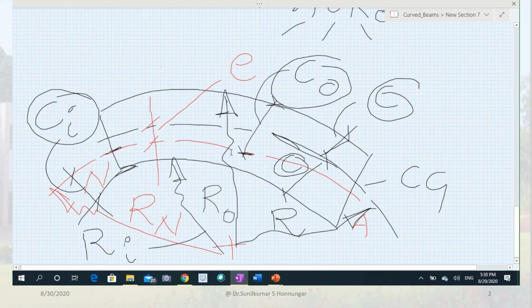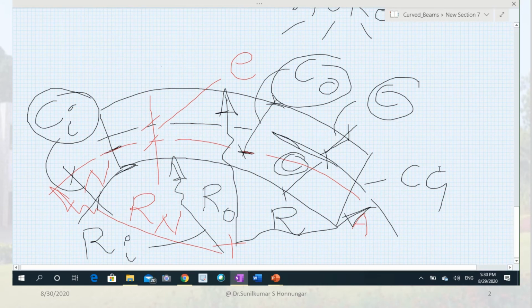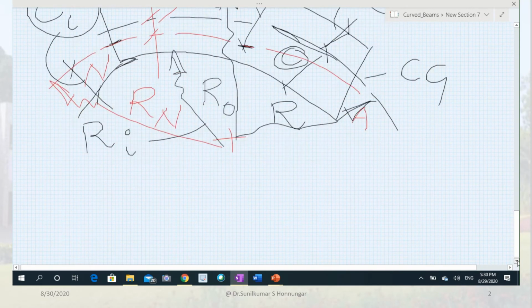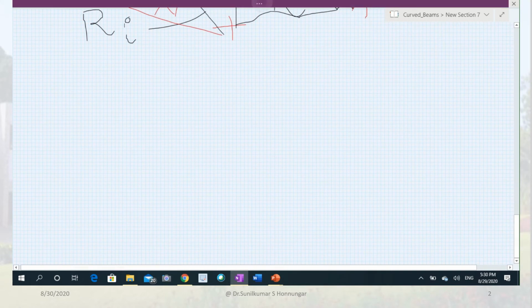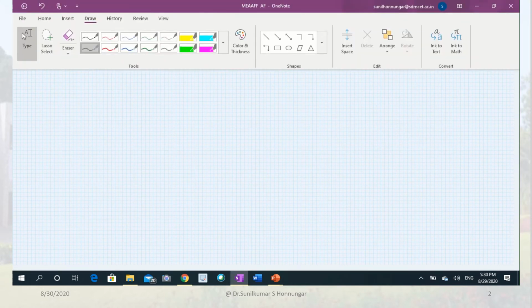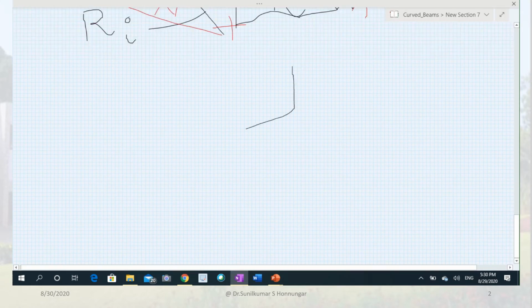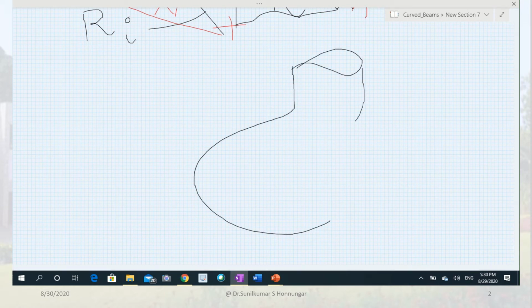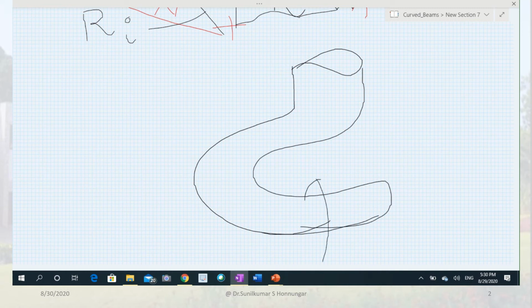If a moment is given, there is no question of direct stress coming in, but most of our applications are such that, for crane hooks and all, the moment is not directly given. I'll just show that crane hook, so you may find it interesting. This is one of the crane hooks. You might have seen it in a gantry crane, where you apply the weight.